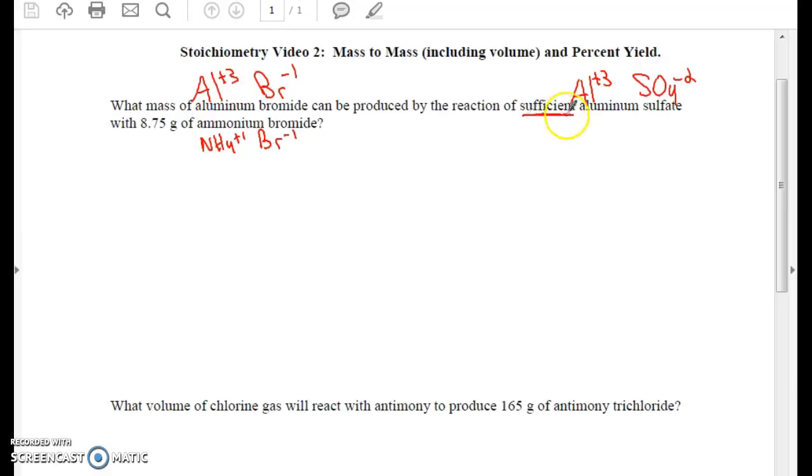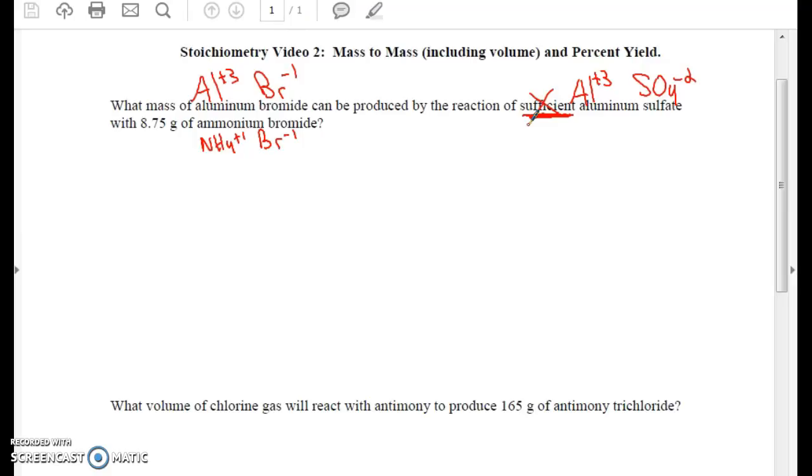So this word sufficient here really just means that this 8.75 grams, that is the limiting reactant. That is the one that would get used up first, and then you have enough aluminum sulfate in there to react with all 8.75 grams of ammonium bromide. So the word sufficient doesn't really change how you do the problem. You're still going to start off with that 8.75 grams of ammonium bromide, and we're going to convert that through a stoichiometry problem to get the mass of aluminum bromide.